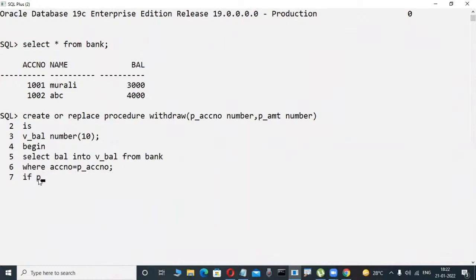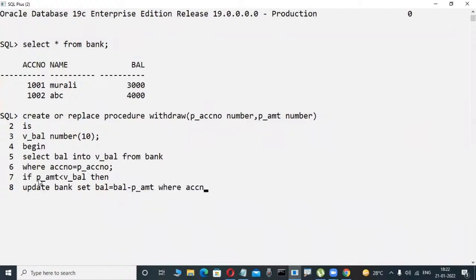That is an amount only. Here, this is the logic being observed, not coding. That amount is less than the available balance. And now, for the available balance, I want to affect the database. Update table name, set balance equal to balance minus p_amount. Some coding is there.